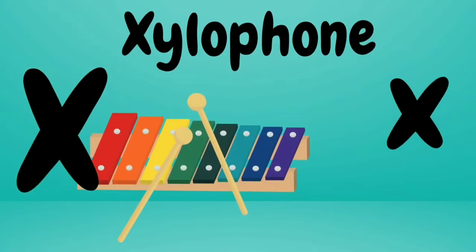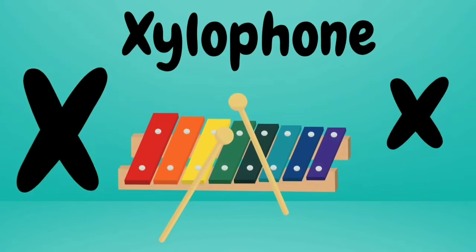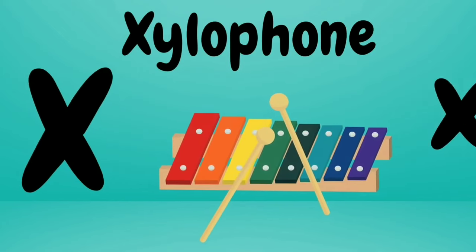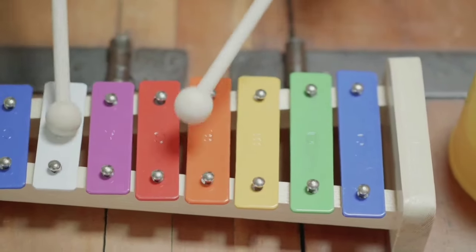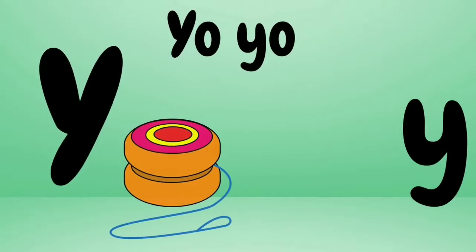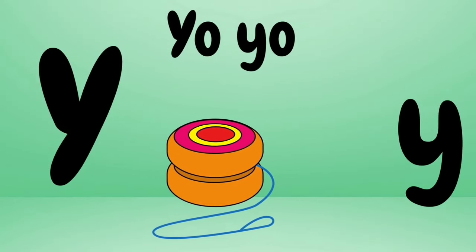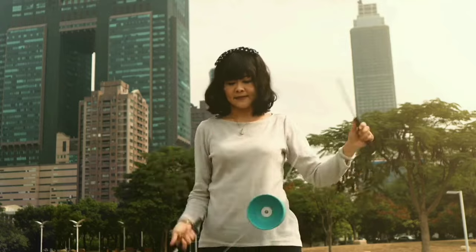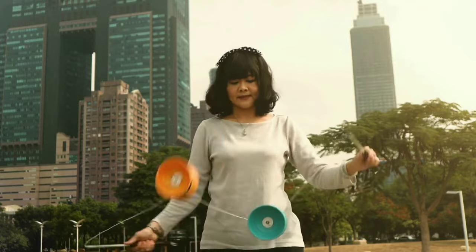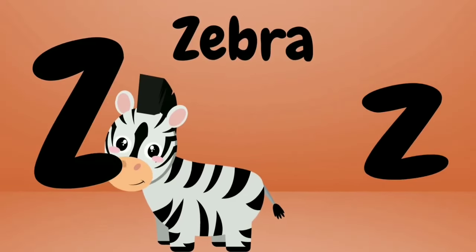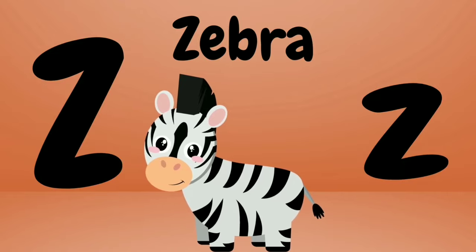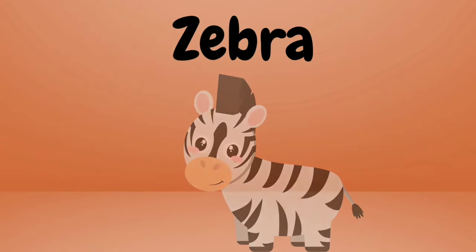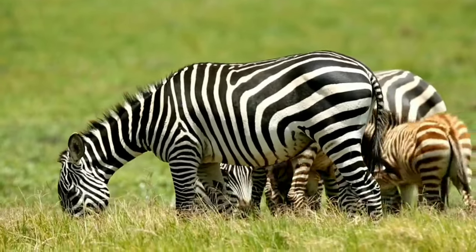X is for xylophone. This is a xylophone. Y is for yo-yo. This is a yo-yo. Z is for zebra. This is a zebra.